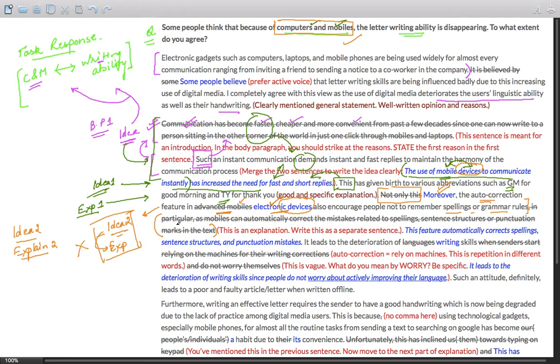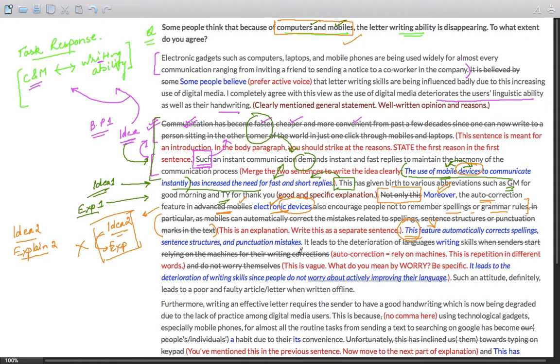And this is what I've done. I've switched it to the next part. This feature, which feature? The autocorrection feature. So this is building cohesion in your answer. This feature automatically corrects spelling, sentence structures, and punctuation mistakes.